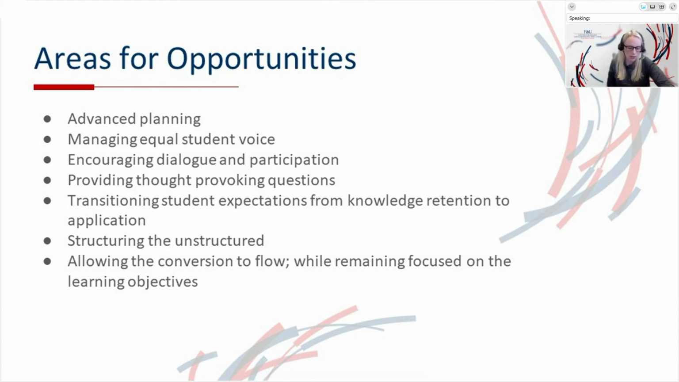And one of the most important things that I think is transitioning student expectations from knowledge retention to application. And I think a lot of times now students are studying for their final exams, right? What are the questions on my multiple choice exam that I can get right? What chapters do I need to study? And what sections am I going to be asked about?